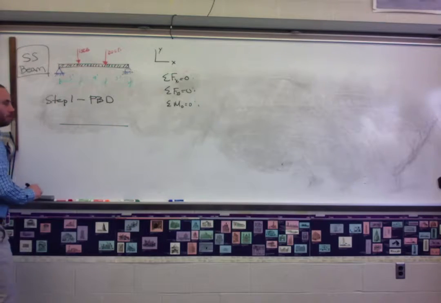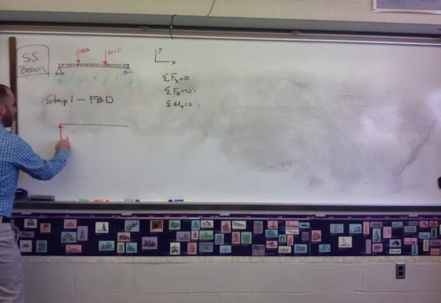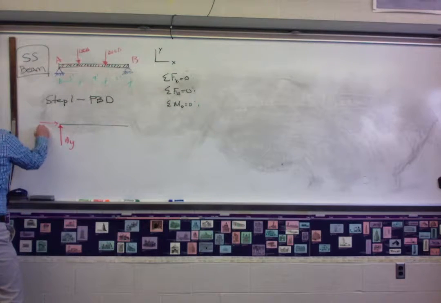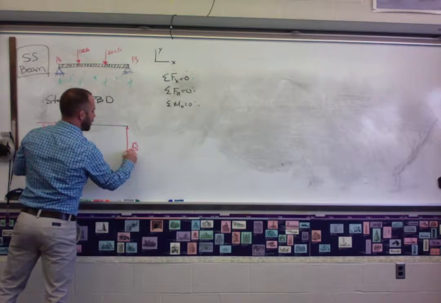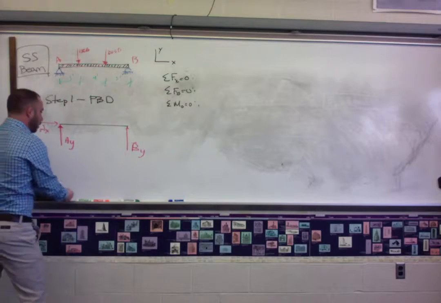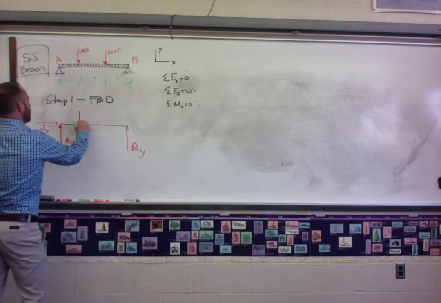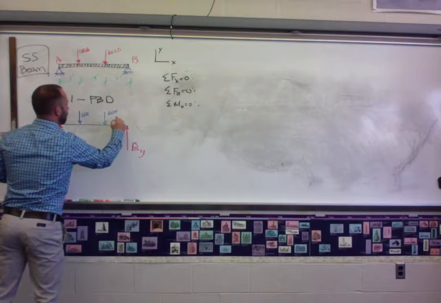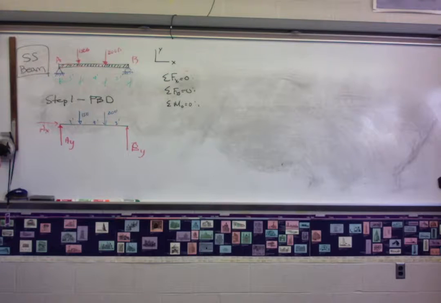Okay, here's your beam. I'm going to make my reactions. We have AY. Here's point A. Here's point B. AX. And that's B today. BY. And I'm going to put my loads, I should have colored them differently. I'll put them in blue now. 150 pounds and 200 pounds. And that's 3 feet, 4 feet in the middle, and 3 feet. Okay? That's my FBD.